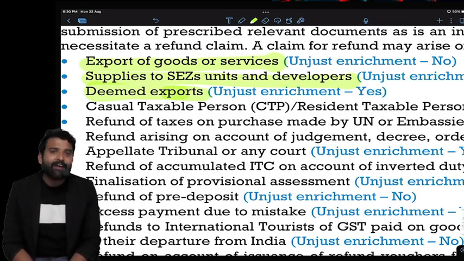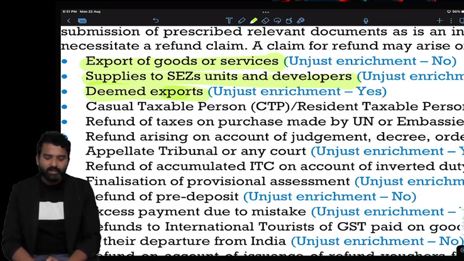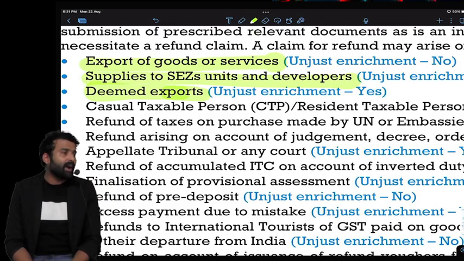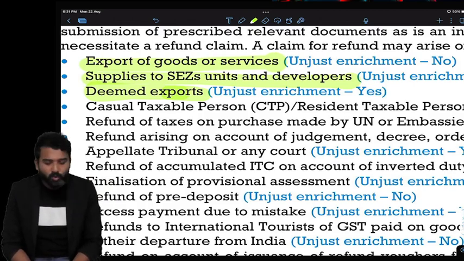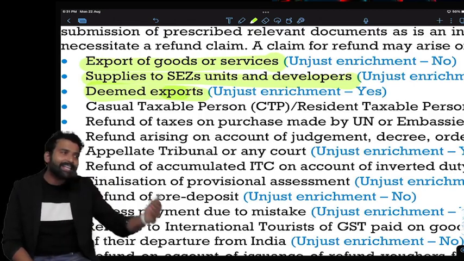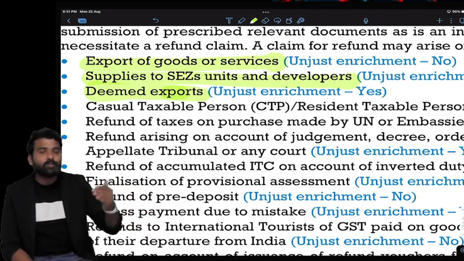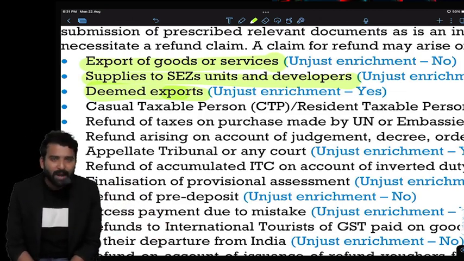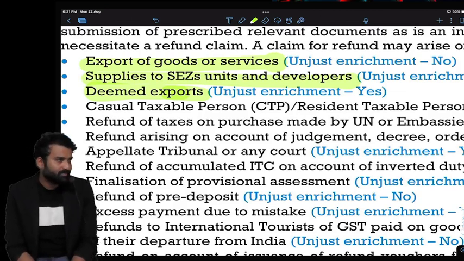So we have to prove that the burden of tax has not been passed on. In case of deemed export, unjust enrichment is required to be proved, but it is not required in case of export and supplies to SEZ. In case of deemed export, we have to prove that the burden of tax has not been passed on. Unjust enrichment I have to prove in case of deemed export.